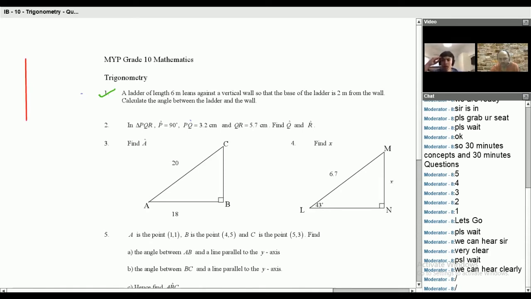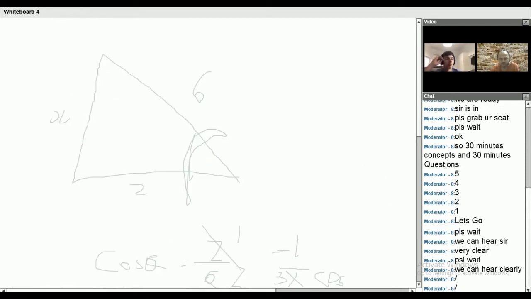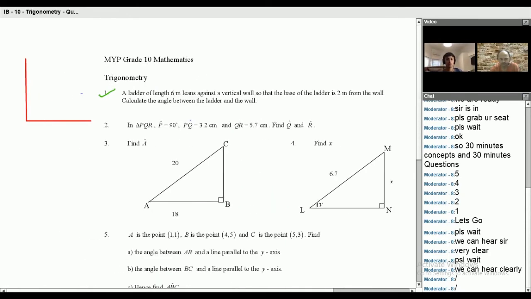So here we can see that the ladder, if we consider the vertical wall like this and the base of the wall like this, we need to place the ladder this way. So it basically becomes a right triangle. Now they're saying that the ladder is of length 6, so this has to be 6, against a vertical wall so that the base of the ladder is 2 meters from the wall. So this is 2.